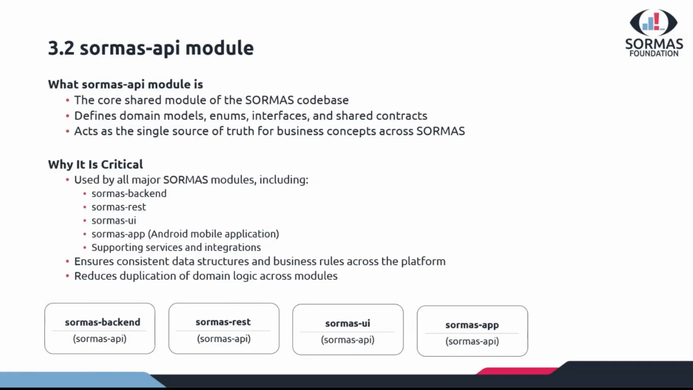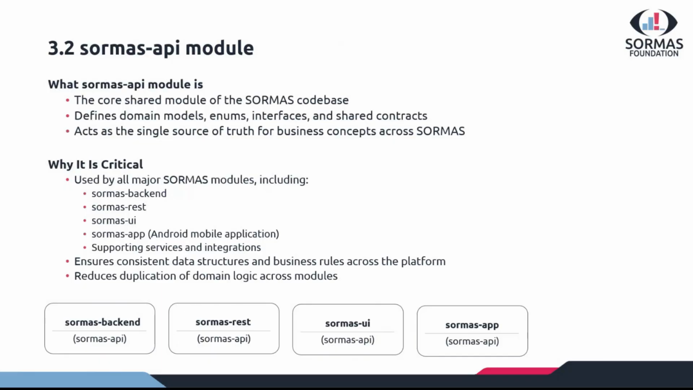Now, the SORMAS API module. This module is very important. It is the core shared module of the entire code base. It defines enums, models, interfaces, and shared contracts. So it's the single source of truth for business concepts across the entire SORMAS code base.